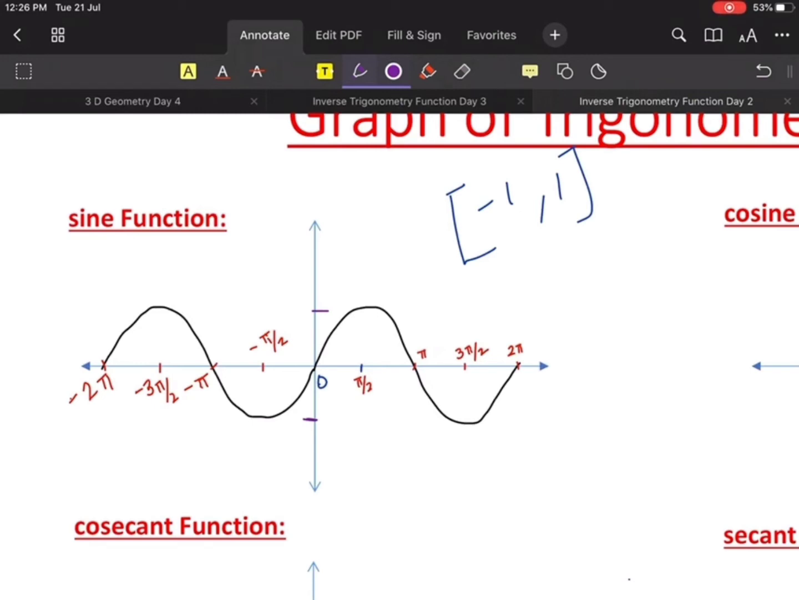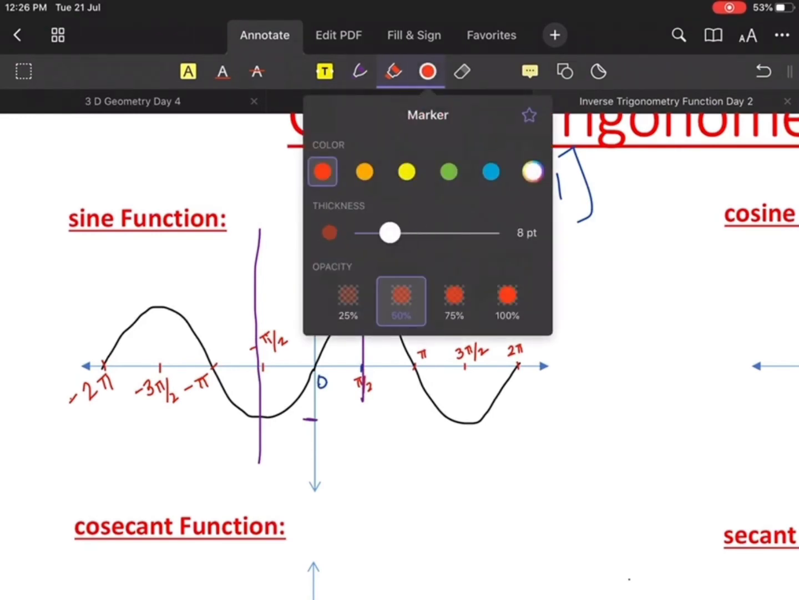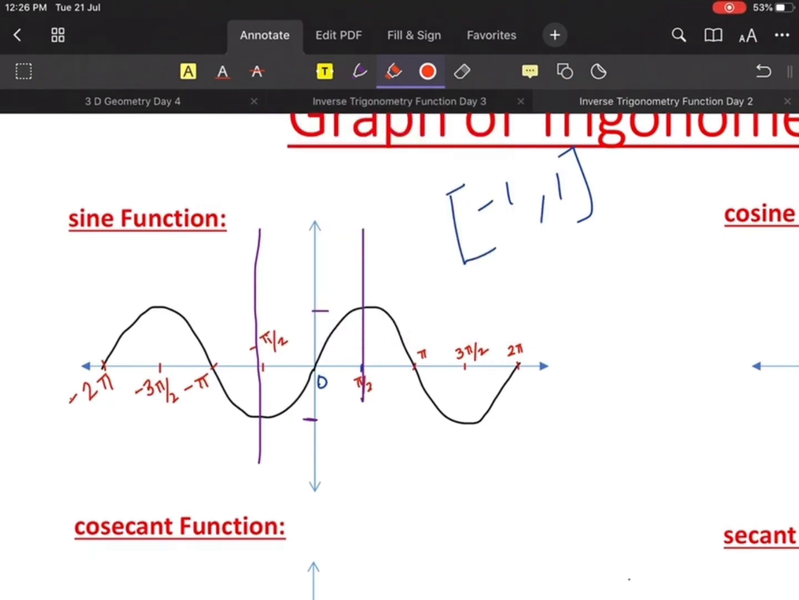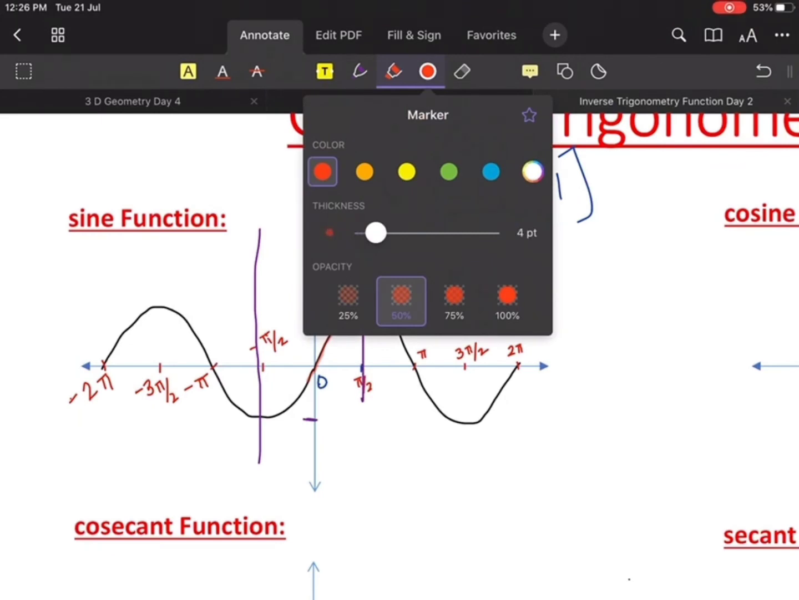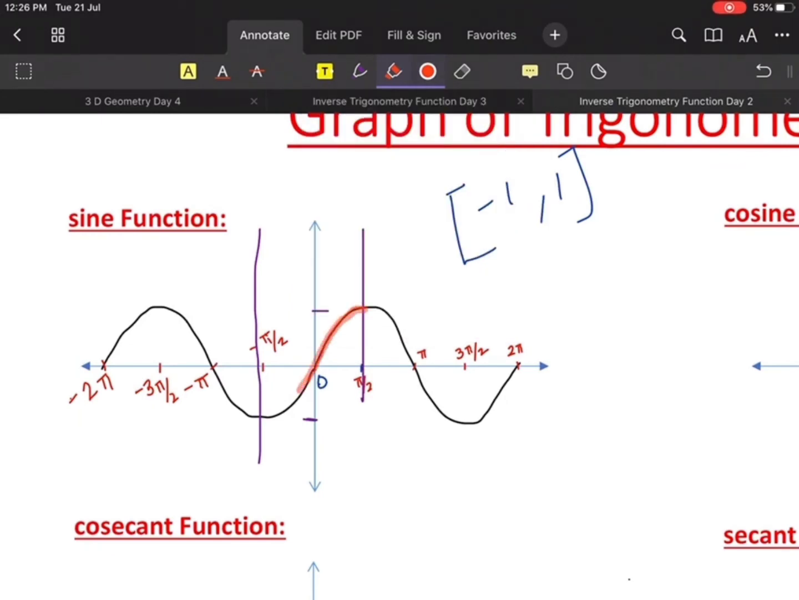So let's see how do we cut this one. Now you see, if I draw up two lines from pi by 2 and minus pi by 2 like this, you see this is the portion of the graph which shows us all the possible values from minus 1 to 1. Understood? So this is the portion in which the sine function becomes 1 1 and onto. We can have many portions like that, but it is very necessary to have it closer to 0.